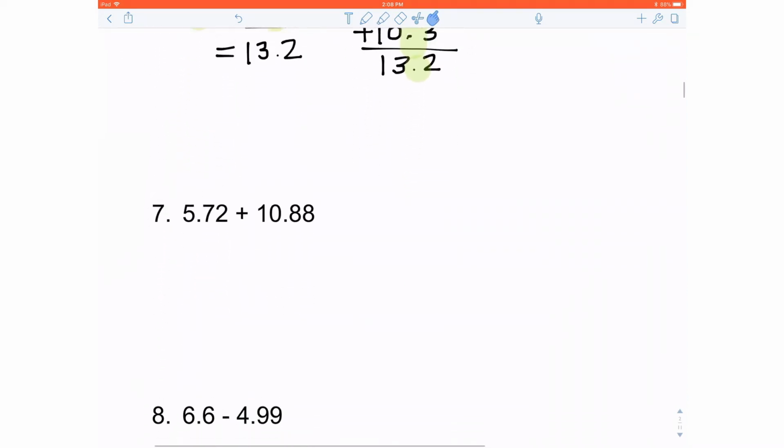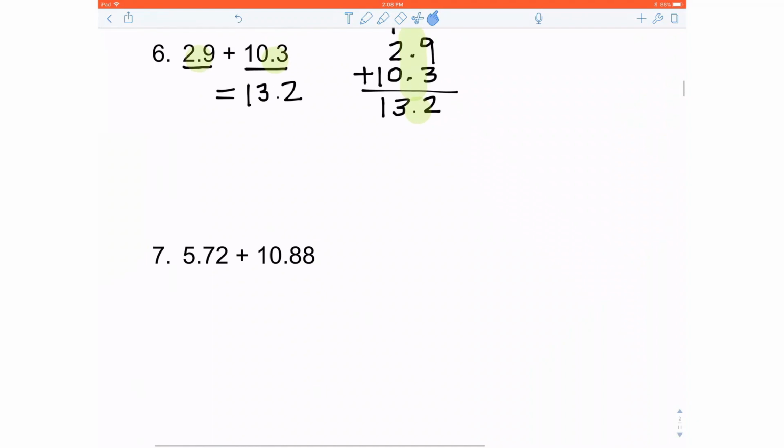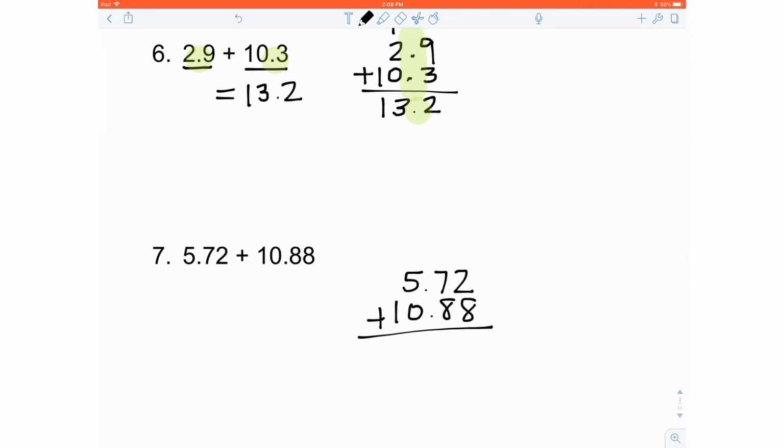So let's take a look at another question. I'm not going to bombard you with number 7. Let's look at number 7 before you give one a try on your own. So here we have 5.72 plus 10.88. You see how we have the decimals lined up here? Now we can add stuff up.